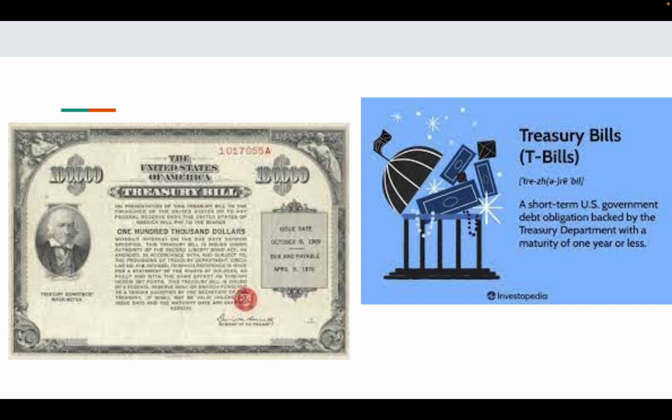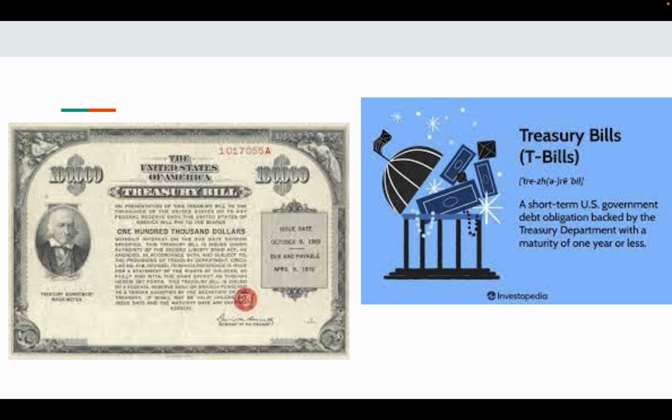So let's say you want to give $100,000 to the government. In a year, they will give you back your $100,000 and then some. Usually for T-bills, though, it's a little bit backwards. They'll actually give you what the face value is.